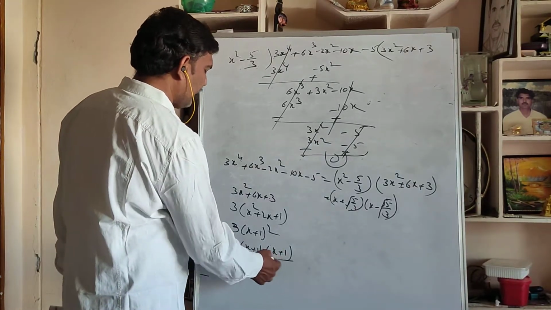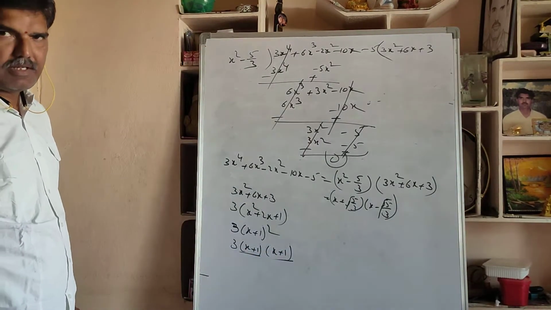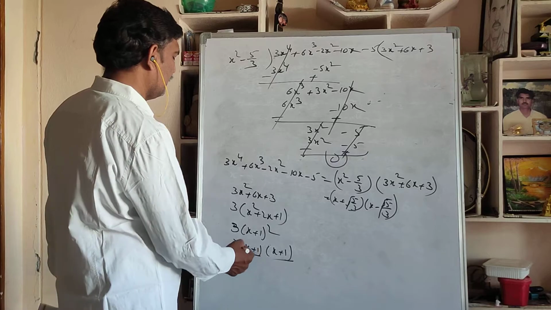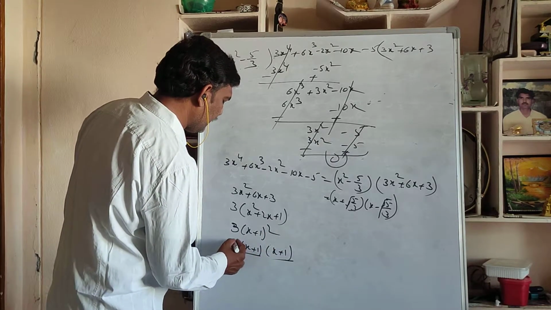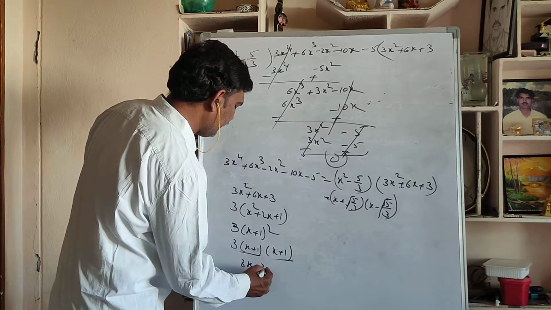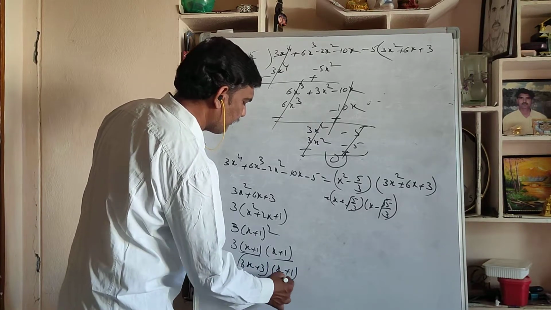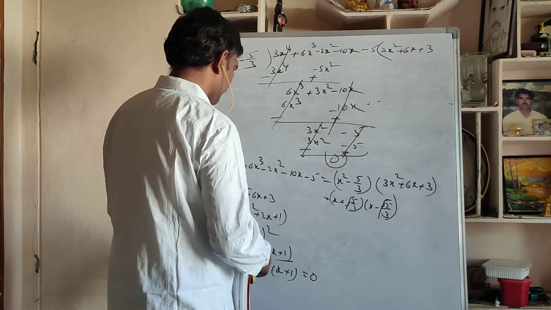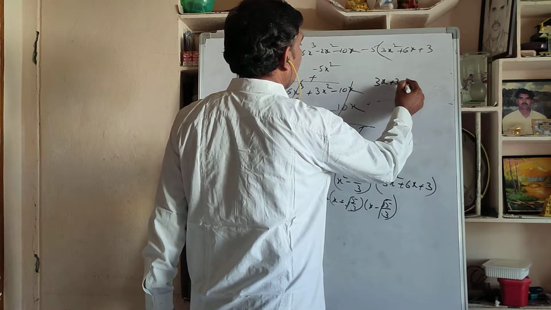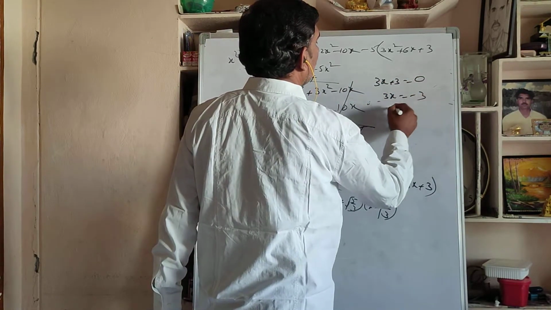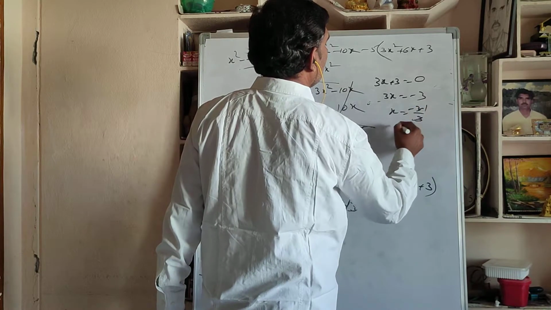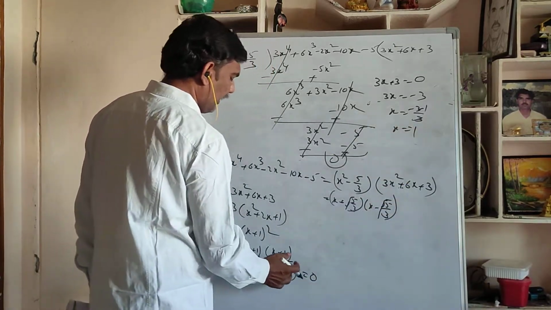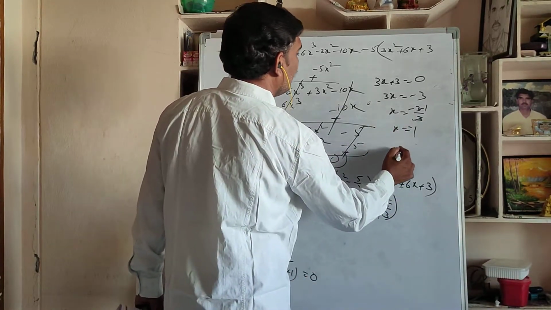So x plus 1 is a factor. You can write this one as 3x plus 3 is a factor. Multiply with 3 here, 3x plus 3 into x plus 1, is equal to 0 if you keep it. 3x plus 3 is a factor, equal to 0. 3x is equal to minus 3. Minus 3 by 3, x is equal to minus 1. Here also x plus 1 is equal to 0 means x is equal to minus 1.